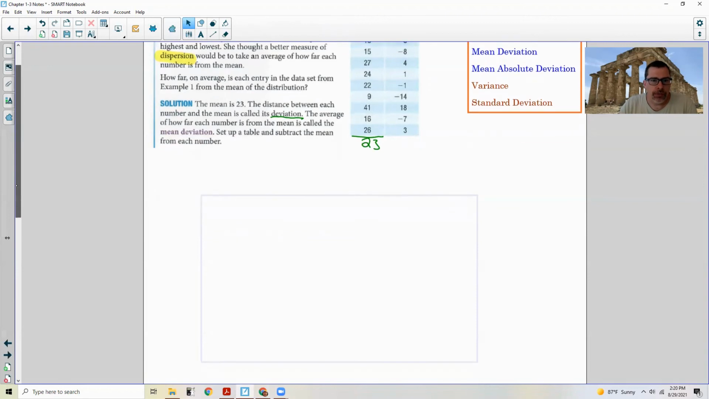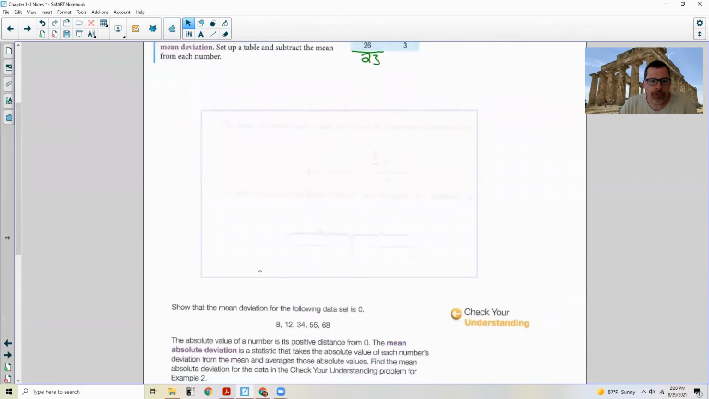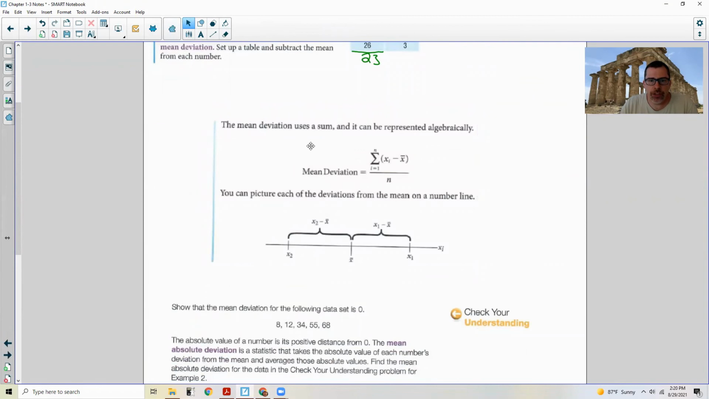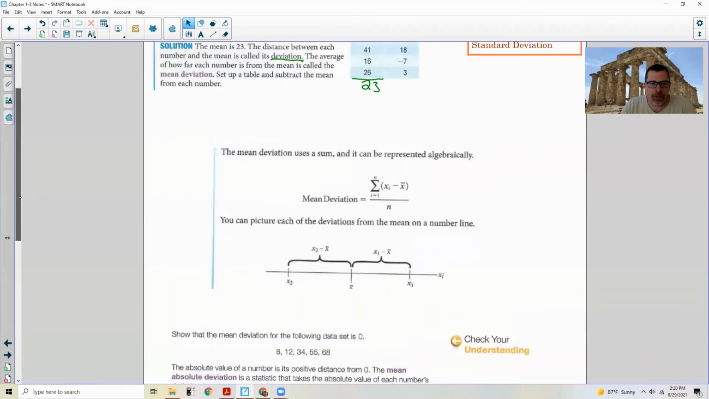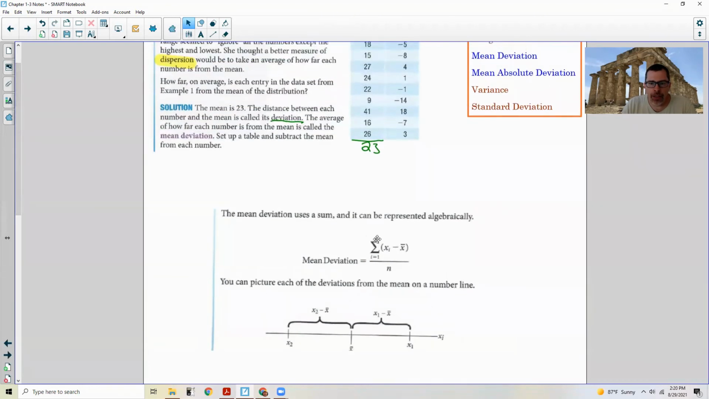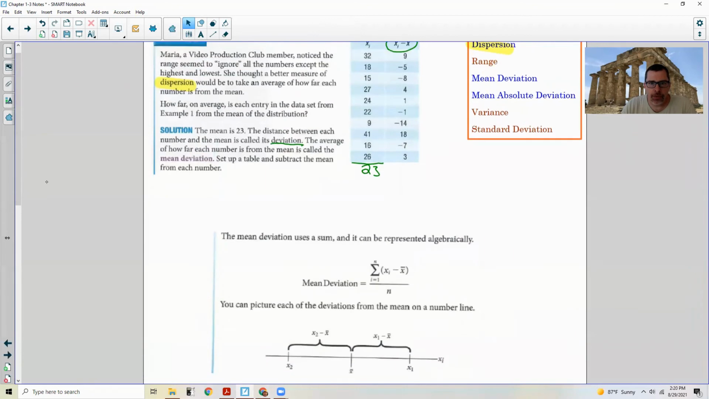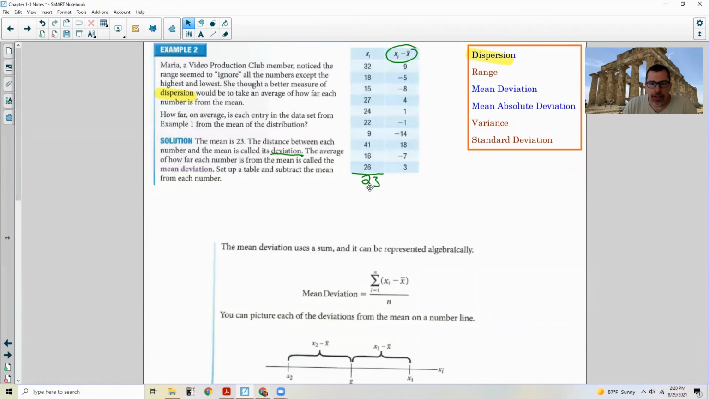So moving along, there is a formula for this, and the mean deviation uses a sum, and it can be represented algebraically. So the mean deviation equals the sum of all i's from the first I out to the nth I, and in this case there were 10, of X sub I minus X bar, all divided by n, which was 10. So if I were to fill this in for this one, let's do that.